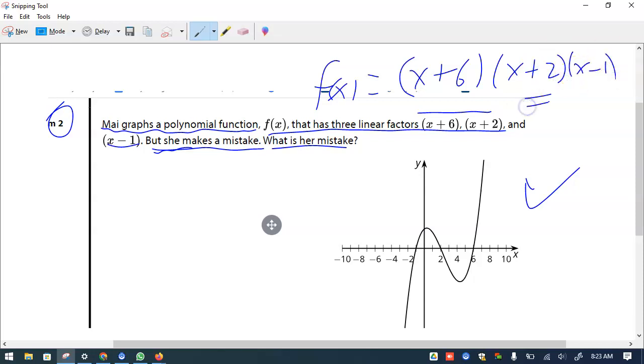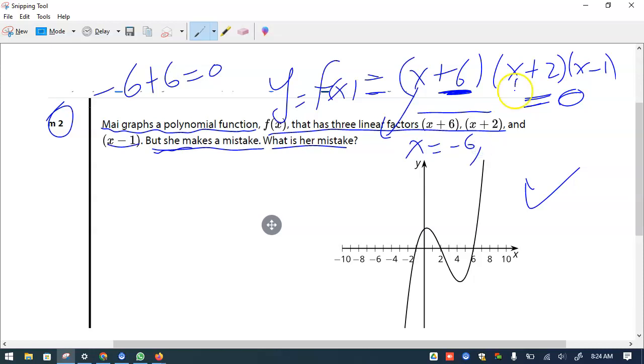If you want to make it equal to 0, you want to know when the output is 0. For what x is it 0? It has to be the opposite of plus 6, because minus 6 and plus 6 make 0, right? So the answer for x is minus 6. And here x has to be minus 2 because there is a plus 2. And the third one, if it is minus 1, it has to be plus 1. So basically the graph should have gone through minus 6, minus 2, and plus 1. So it should have been this way. This should have been the graph.